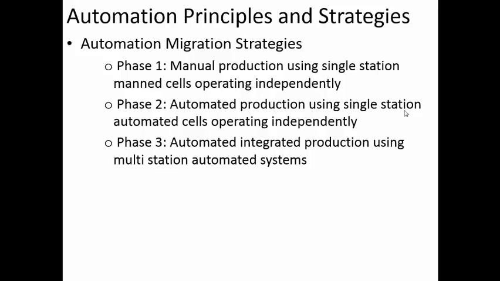Everything is done manually. Now once the orders increase, maybe the second phase will be automated production using single station automated cells operating independently. For example, we can take the example of the gate, or the example of the shaft. If we take the shaft, suddenly the orders are increasing and more orders are coming. Maybe we can go for a CNC machine here.